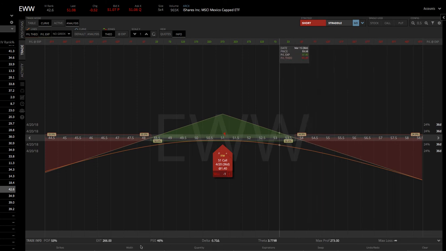All the statistics are still down here below. If you hover your mouse over, you can see this little flag up here that gives you an idea of the profit and loss at expiration, depending on where price is. And then the theoretical profit and loss, which is this curved line here, will move as the theta decays, as you get closer to expiration, and as price moves around.